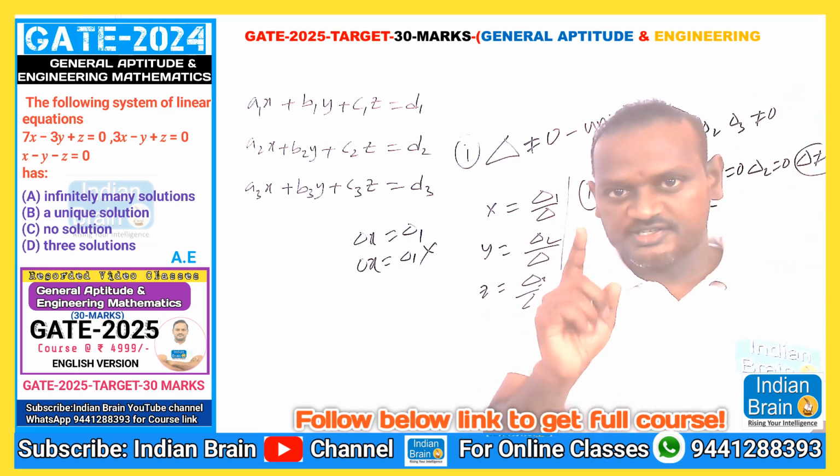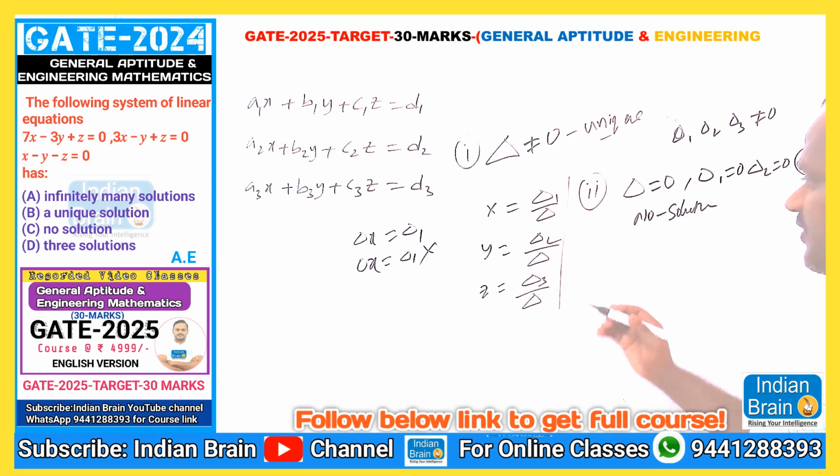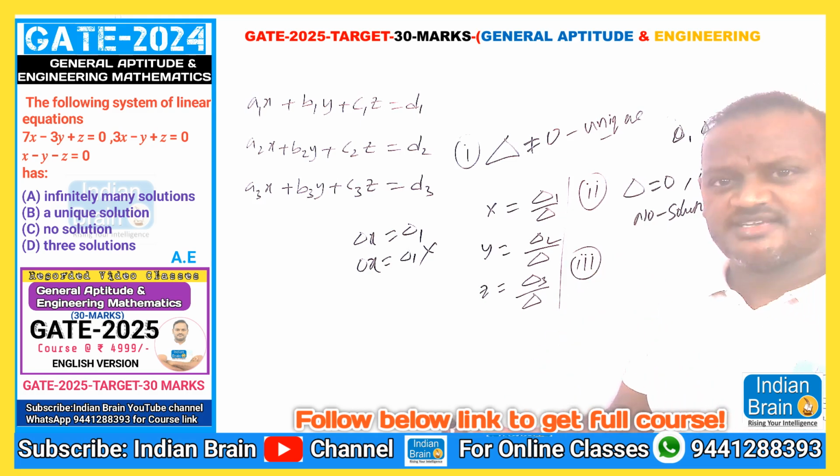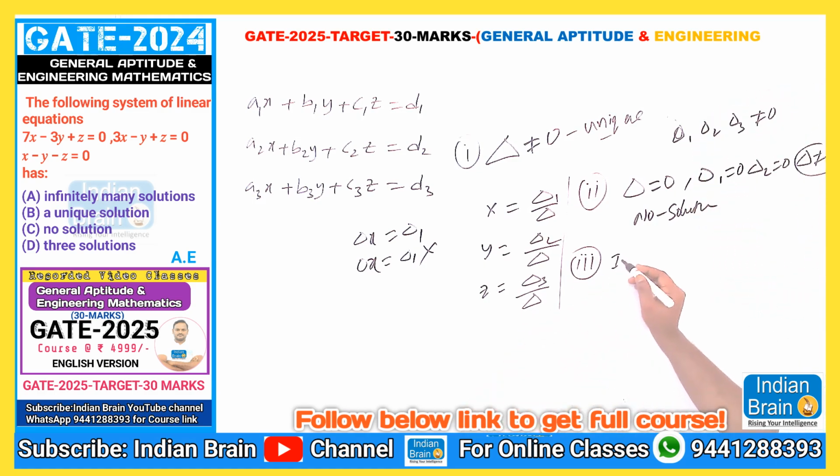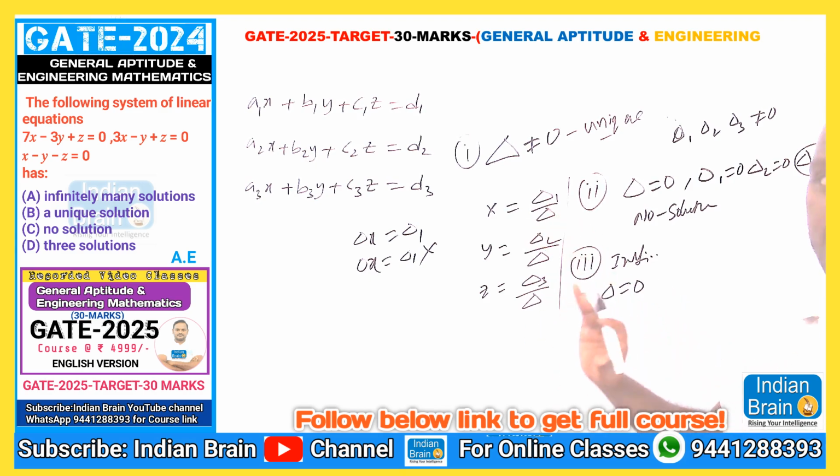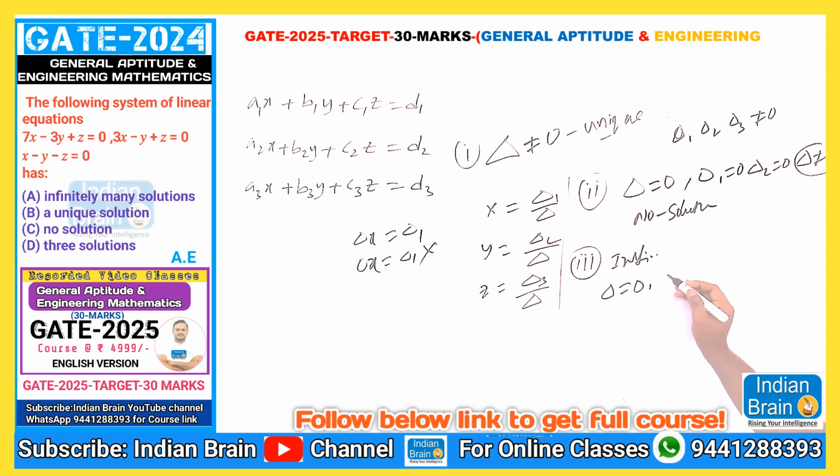Last but not least, be careful. The last one is the third one: many solutions, or infinite solutions. Many is nothing but infinite, right? Whenever we have infinite solutions, the condition should be like this. Of course, delta should be equal to 0 for sure. Now, what are the remaining values? Delta 1, delta 2, delta 3 are all equal to 0.